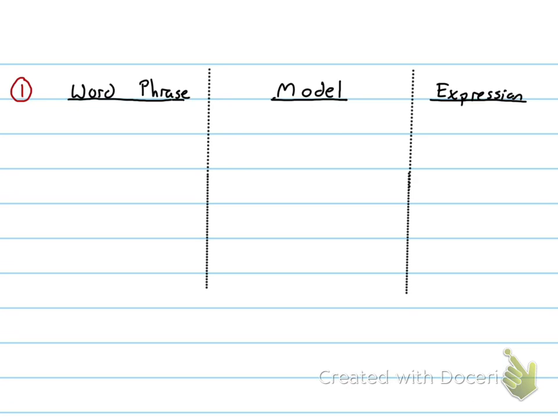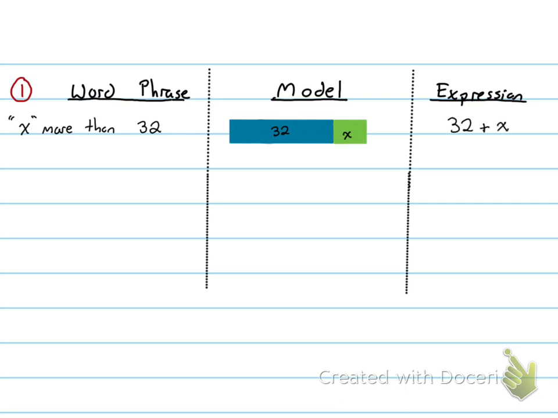So in our first exercise, we're going to look at a word phrase, then model what that phrase is showing, and then finally write an algebraic expression for that phrase. The first one we'll look at is x more than 32. To model that, we have the number 32 and we're going to add some number x to it. So in algebra, we would write 32 plus x.